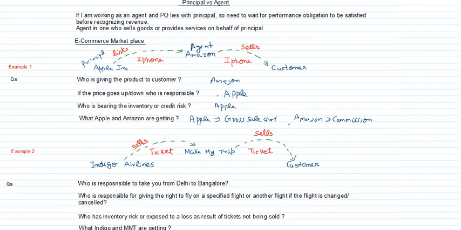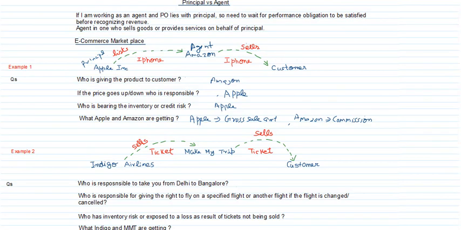Now let's understand another example. For example, Indigo Airlines sells tickets to Make My Trip. Now, Make My Trip has already negotiated with Indigo Airlines to purchase the tickets at a certain price, which it is directly selling to the customer. It has agreed to buy a specific number of tickets and has to pay for those tickets to the airline before it sells them, whether or not it is able to resell those tickets to the customer, right?